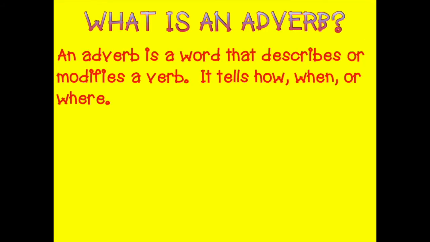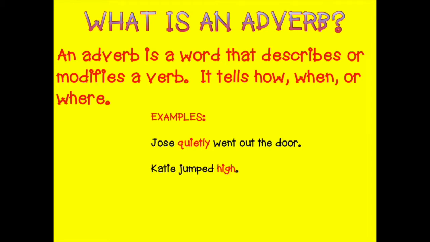What is an adverb? An adverb is a word that describes or modifies a verb. It tells how, when, or where. Examples. Jose quietly went out the door. Quietly describes how Jose went out the door. It describes the action, so it's an adverb.